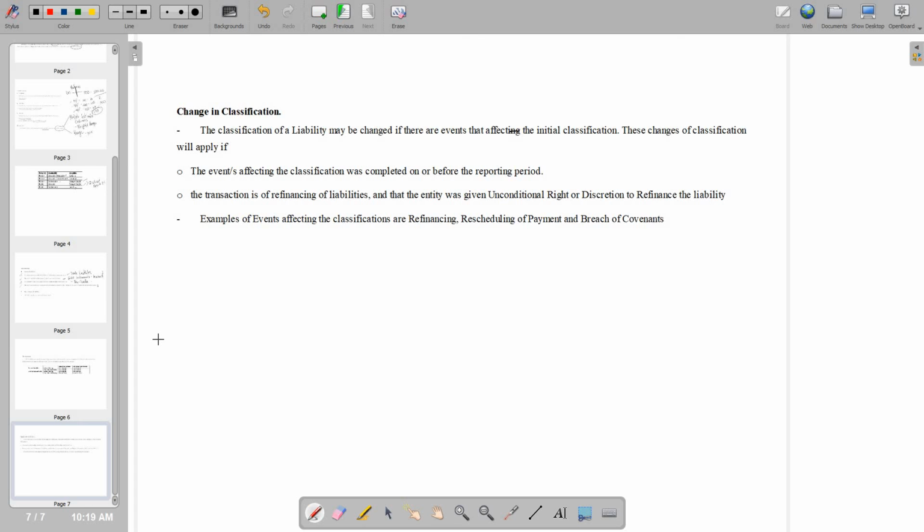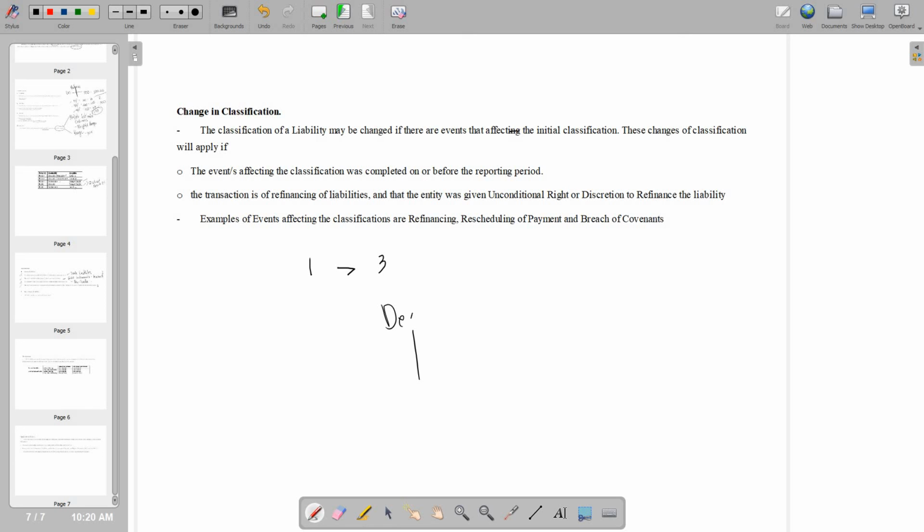So let's say, for example, you requested that from 1 year you extend it to 3 years. If it was approved before December 31, then you apply the change. But if it was agreed after December 31, then you do not apply the change. So the liability will remain current as of that date.